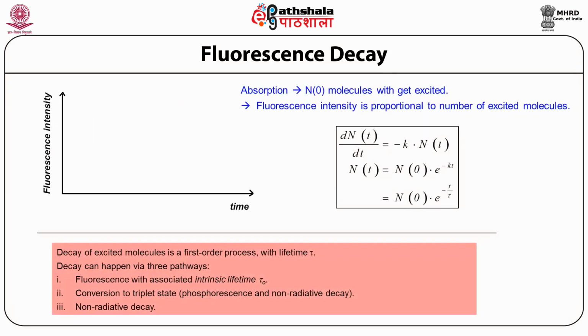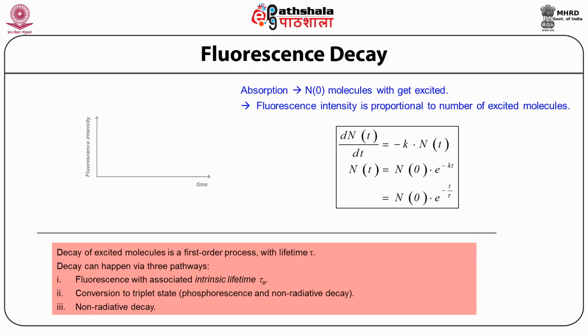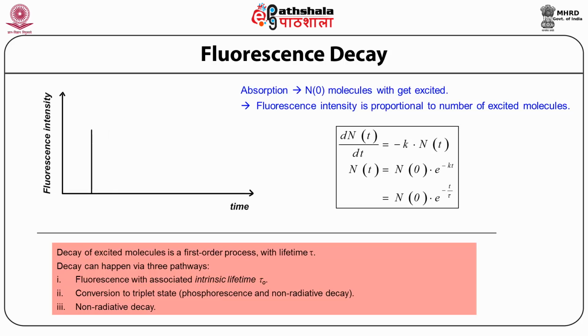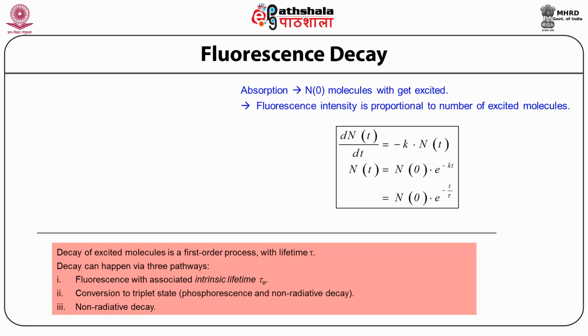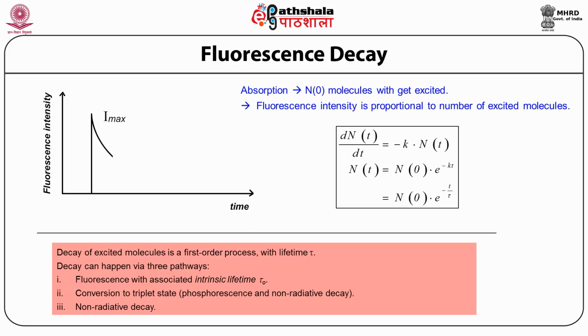We show how the fluorescence decays, that is the time versus fluorescence intensity, having an exponential curve, where molecules absorb and get excited and the fluorescent intensity is proportional to the excited molecules. This is mathematically expressed as dN/dt equals minus k N, where N(t) equals N0 times e to the power minus kt, equals N0 times e to the power minus t by tau.